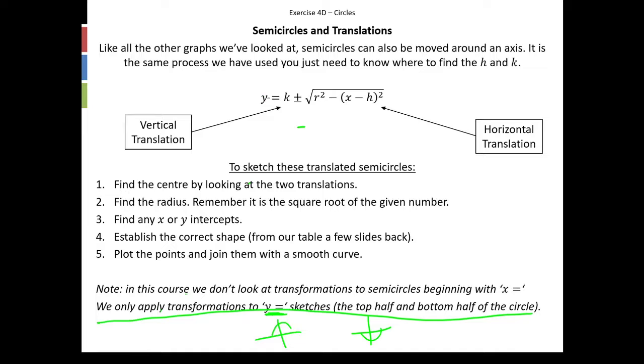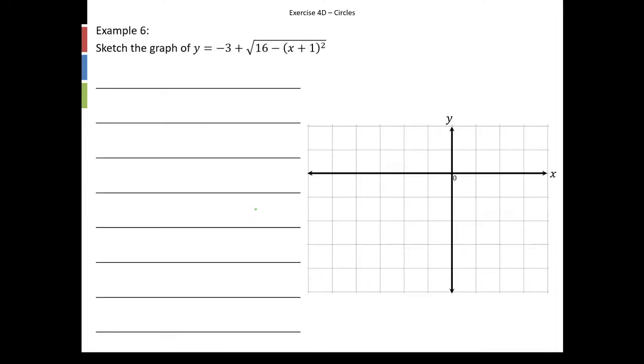Okay, so the general form of a semicircle, top half or bottom half, is Y equals K plus or minus the square root of R squared minus (X minus H) all squared. Same thing: find our translations, that gives us our center, find your radius, find any X and Y intercepts, establish the correct sides, plot the points, and so let's have a go.